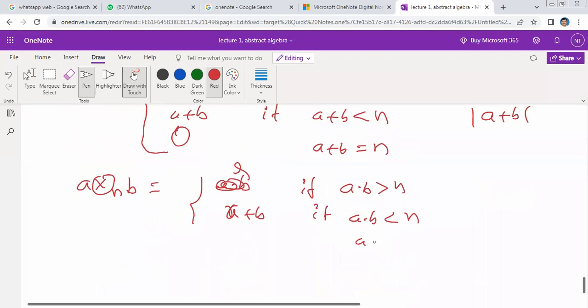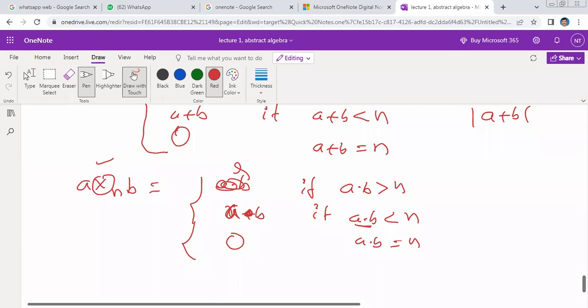So a into b is equal to n. The general product is less than n, then the answer is also a into b. If it is equal, then the answer becomes 0. The product will be 0. This is the multiplication modulo n. This is addition modulo n. These two are very important in composition.